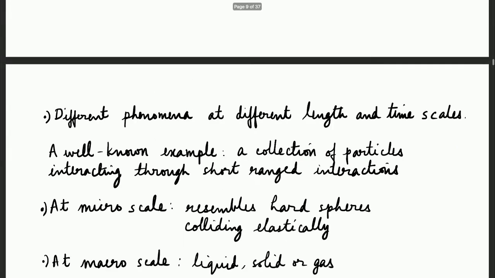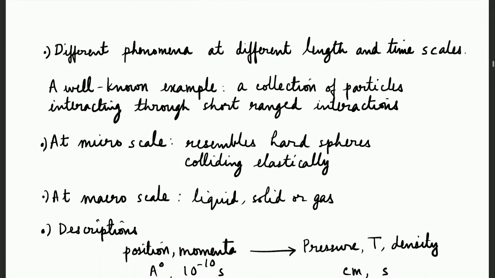Now, the main point is that you have different phenomena. What I argued is that we are interested in a wide range of length and time scales, and you see different phenomena at different length and time scales. I'll give a few examples. One well-known example is a collection of particles interacting through short-range interaction, which is your gas molecules. At the length scale of 1 angstrom, they are like hard spheres. When they see each other, they collide elastically and move out.